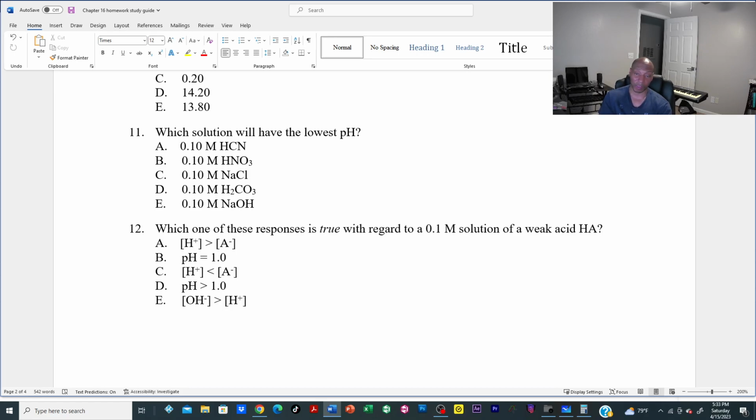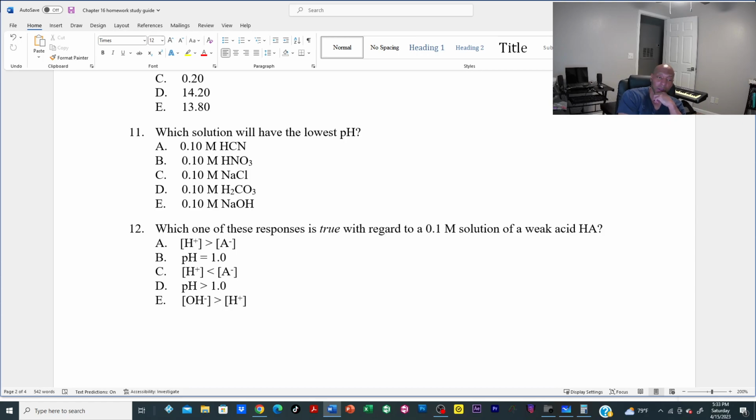Well, for the most part. B, the pH is equal to 1. No, that wouldn't be the case unless it were a strong acid, and we know that's not the case. C, my H plus concentration is less than my conjugate base concentration. That's not true. D, my pH is greater than 1. That is true. We know it's less than 7, but we know it's greater than 1. Okay, so the answer is D.